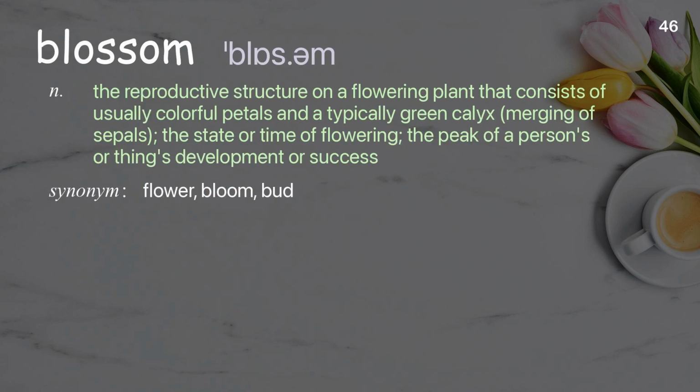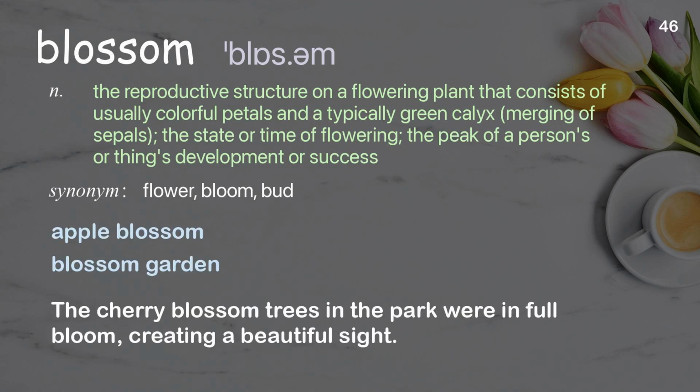Blossom. The reproductive structure on a flowering plant that consists of usually colorful petals and a typically green calyx, merging of sepals, the state or time of flowering, the peak of a person's or thing's development or success. Examples. Apple blossom. Blossom garden. The cherry blossom trees in the park were in full bloom, creating a beautiful sight.